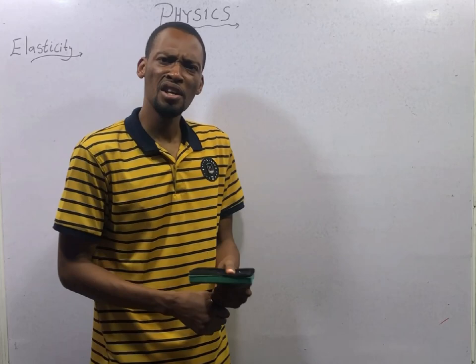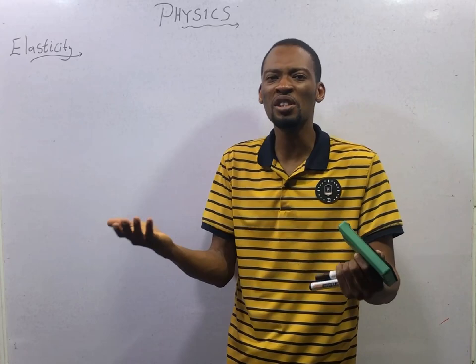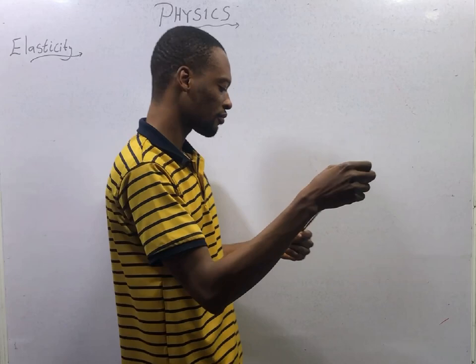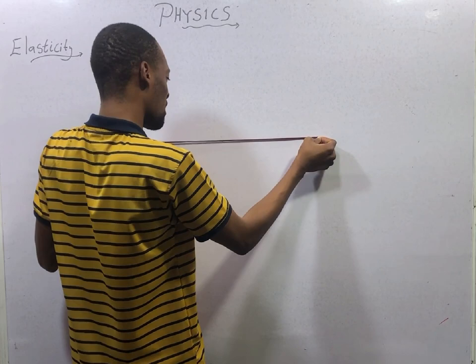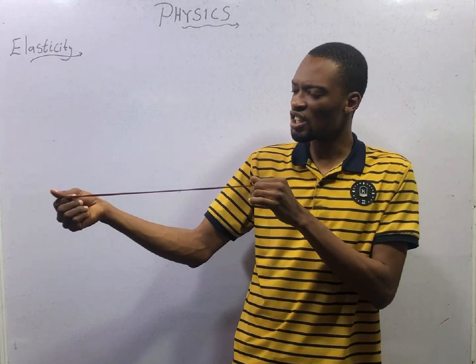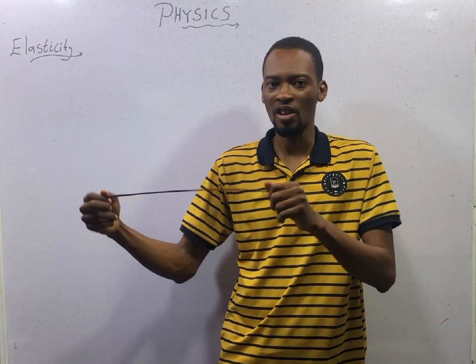If you played when you were young, you played with a rubber ring or a tube. Let me use this as an example. Now, this is the original length, right? Now, if I apply force, what happens? You see, the length has increased. The more I apply force, the more the length increases. Which means, for elastic materials, force is proportional to length, or you can say extension, which is change in length.